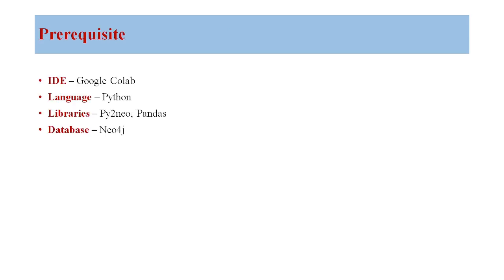So for this project, we are using Google Colab as IDE. The language used in this project is Python. The main libraries used by our project are Py2Neo and Pandas. Py2Neo is a client library and toolkit for working with Neo4j from within Python application. Pandas is to visualize data into tabular format. And for this project we are using Neo4j database.